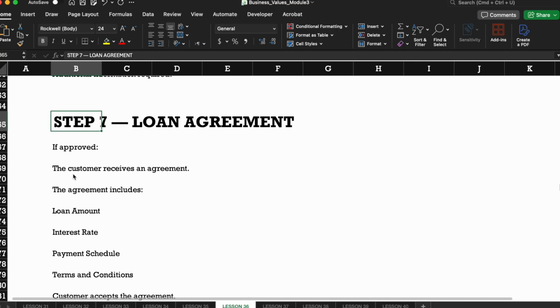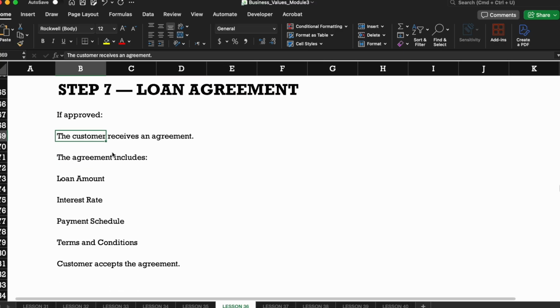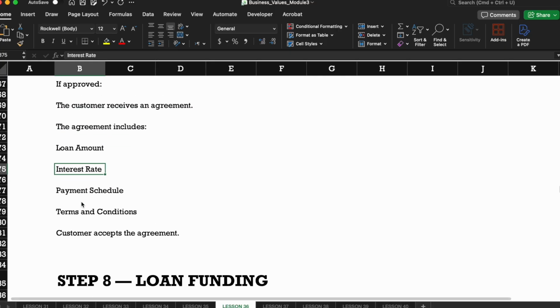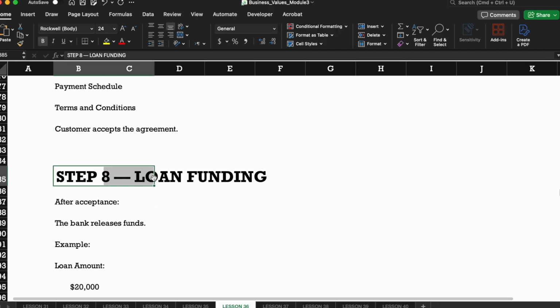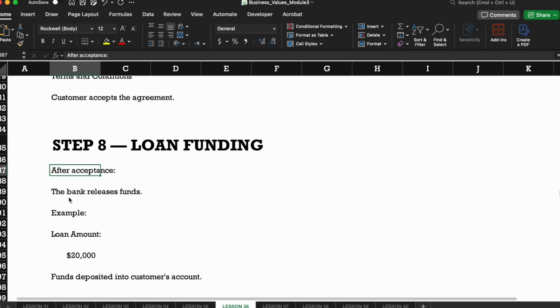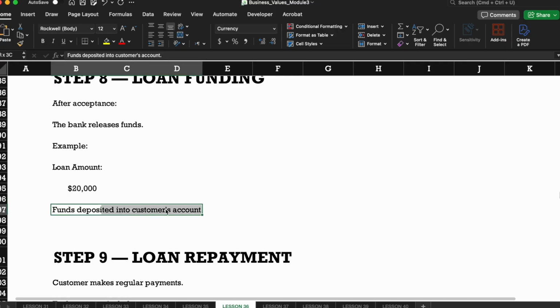Step number 7: loan agreement. If the loan is approved, the customer receives an agreement. The agreement includes the loan amount, interest rate, payment schedule, terms and conditions. The customer accepts the agreement, right? So step number 8: loan funding. After acceptance, the bank releases funds. Example: loan amount 20,000, funds deposited to the customer's account.